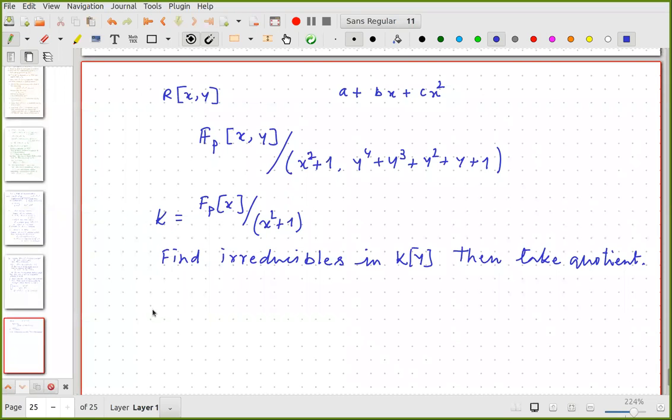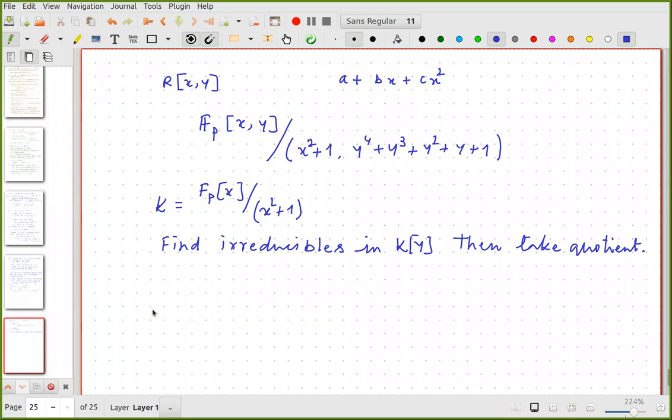No, the other polynomial should be irreducible over the field K. He's saying that if it is irreducible, then from this we can construct a field. This is not the only way. That polynomial, the new polynomial in y, should be irreducible over the new field K.